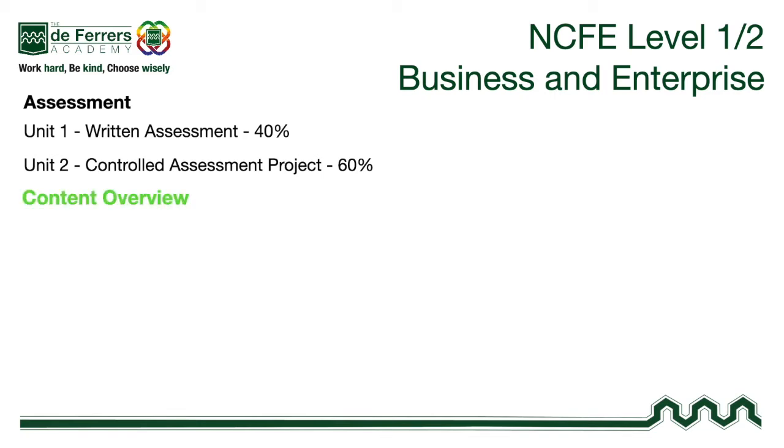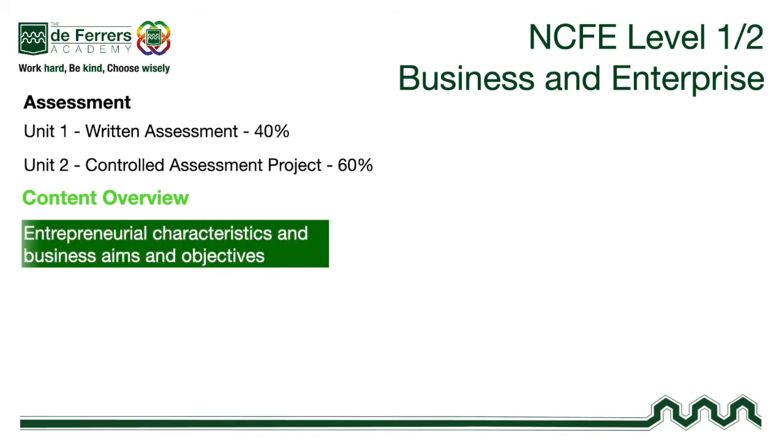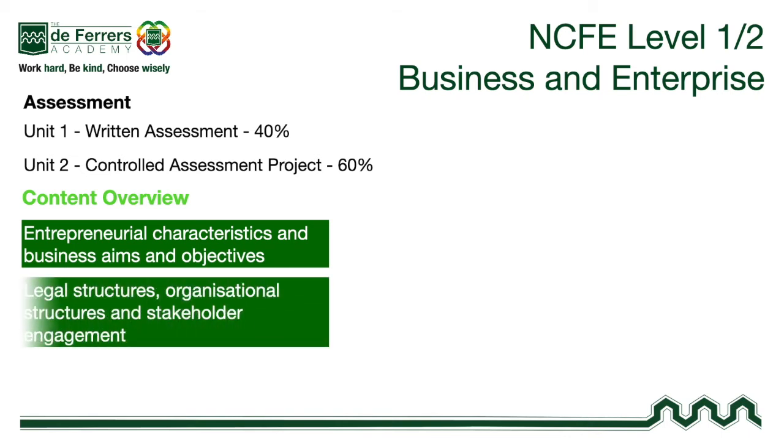Now, the course itself, like I say, is split into 2 units. The first unit, you will be looking at entrepreneurial characteristics and business aims and objectives, both financial and non-financial. The legal structures of business, so we're looking at sole traders, partnerships, PLCs, limited companies, etc., and also stakeholder engagement, so those who have an interest in a business and want to see it do well.